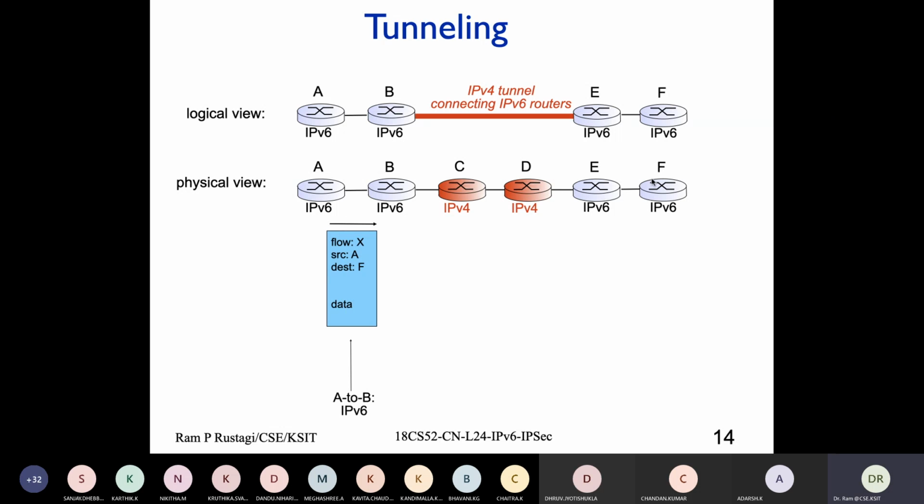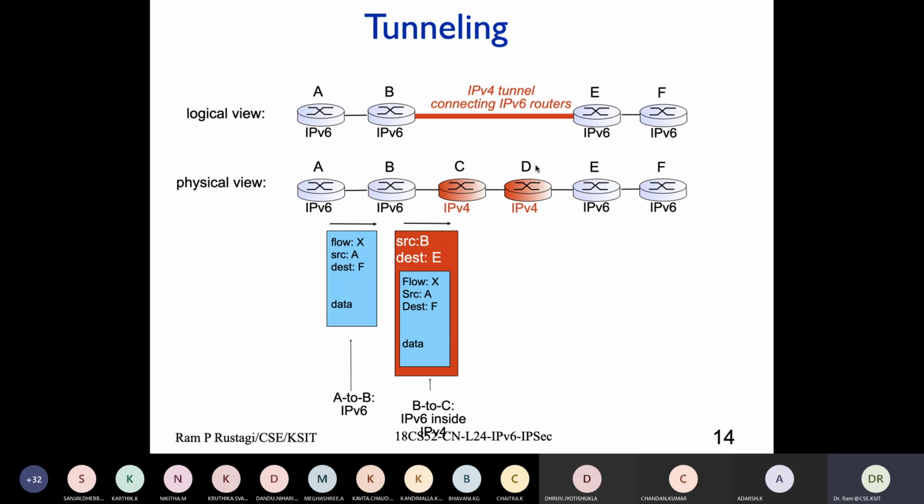A sends a packet to F using IPv6 to identify some flow X, source A, destination F, and your data part. This goes to router B, the next hop. B takes the whole IPv6 packet, including the header, as a payload to IPv4, this is called encapsulation, puts its own IP address as source B, and destination IP address as E. Both B and E are IPv4 addresses, and it sends on the internet.